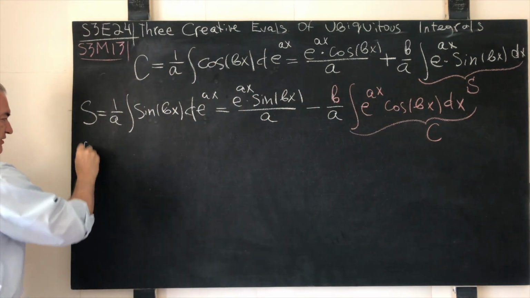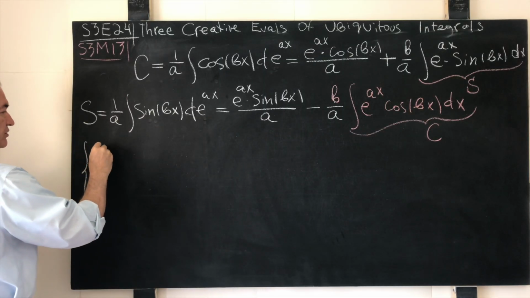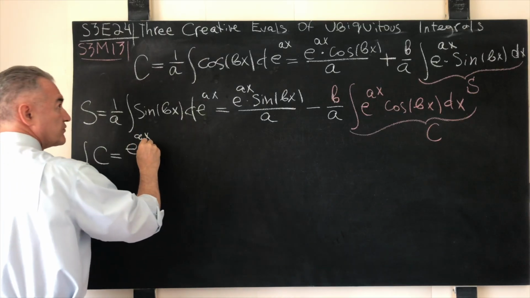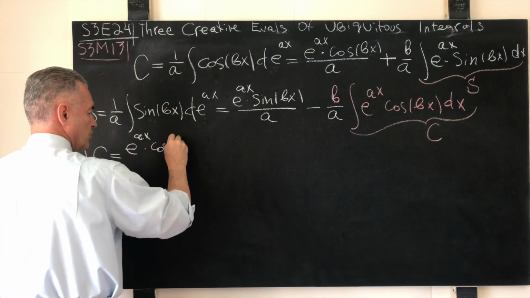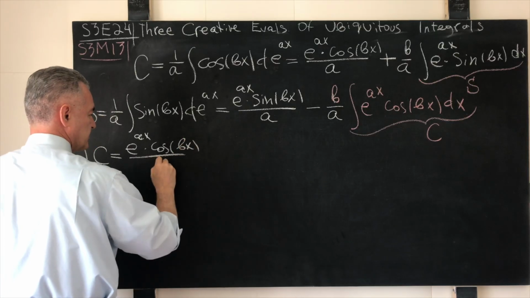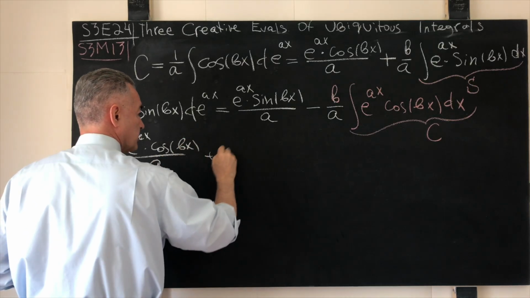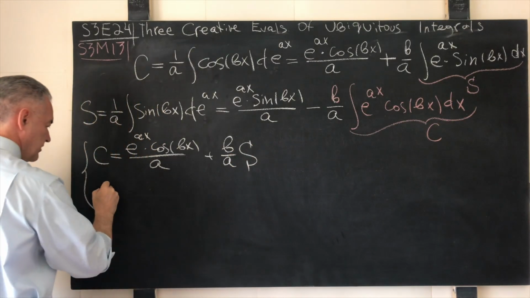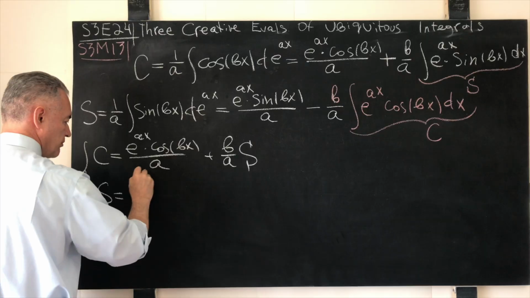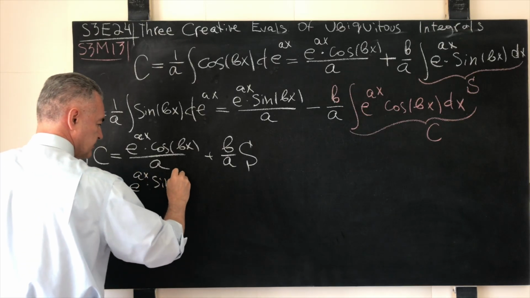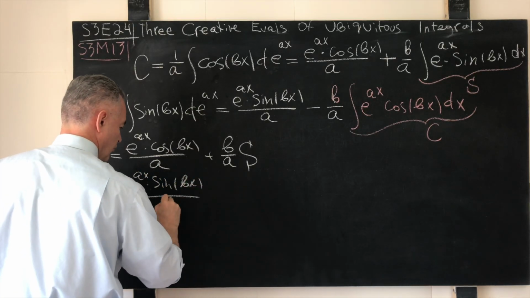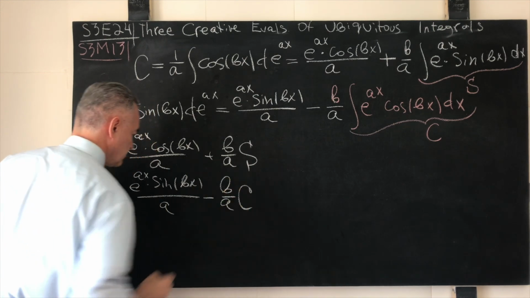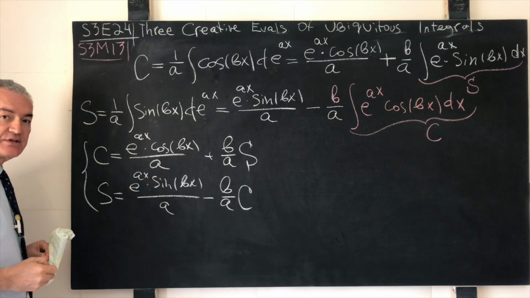Now we have a system of linear equations that looks as follows. C is e to the power of ax times cosine bx divided by a plus b over a s, and s is e to the power ax times sine bx over a minus b over a c. You see, this is how these things work.